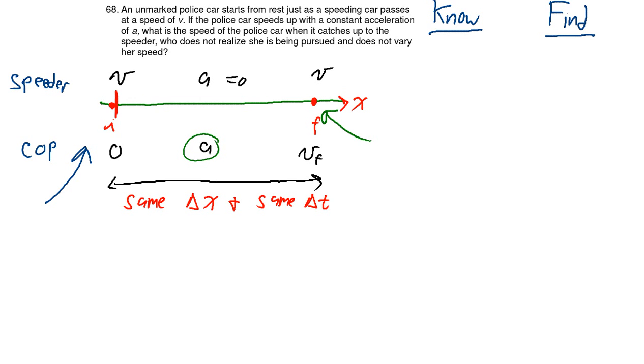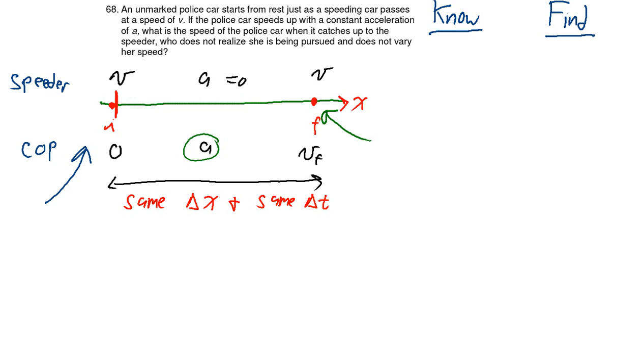And so in the problem, both of the objects, the speeder and the cop, travel the same distance that I have labeled delta x in the same amount of time, because the speeder passes the cop and then the cop catches back up with the speeder.